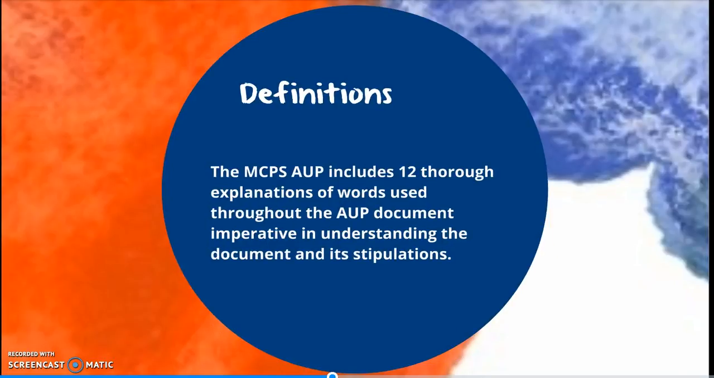Section 3 is titled Definitions. This section of the MCPS AUP includes 12 thorough explanations of words used throughout the document, imperative in understanding the document and its stipulations.